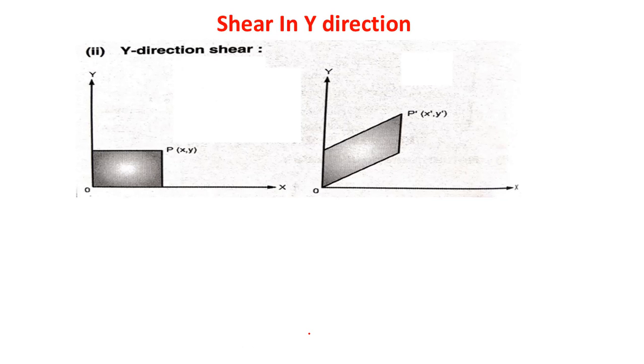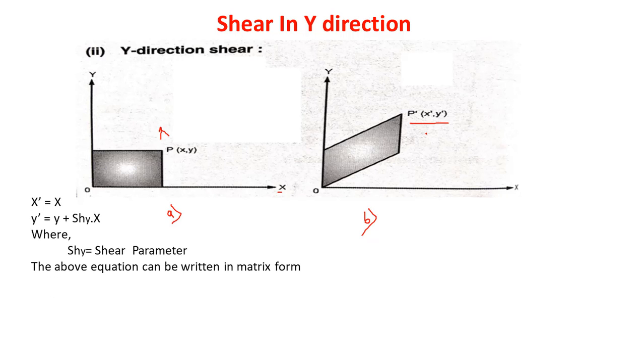Now here, shear in y direction. Again two diagrams we have considered. This is diagram A, before shear, and this is diagram B, after shear. As usual this is the x axis, y axis, and this is the origin. Here the initial point P has coordinates x, y. Suppose we apply force in this direction, in y direction. You can see a new position is obtained, p dash with x dash y dash.